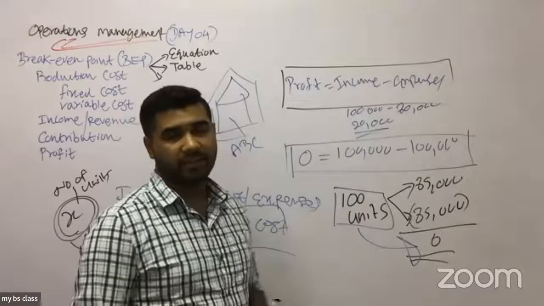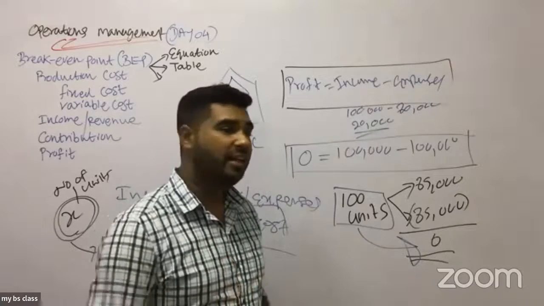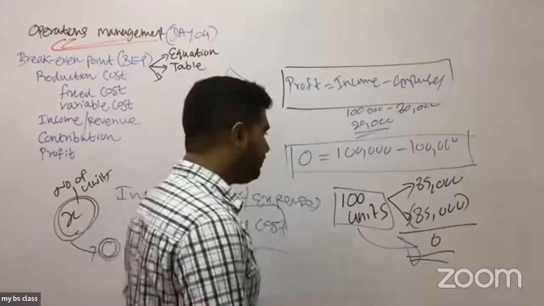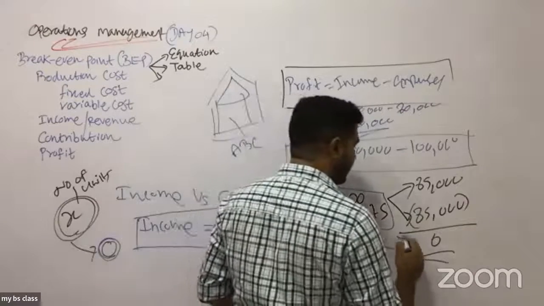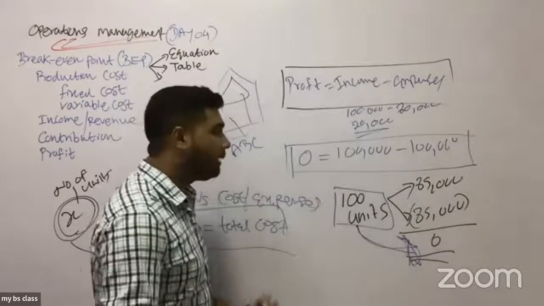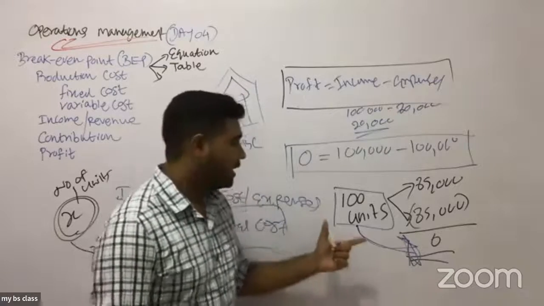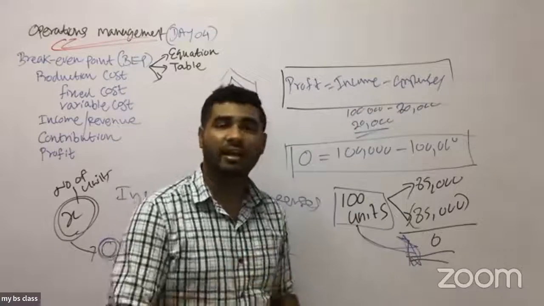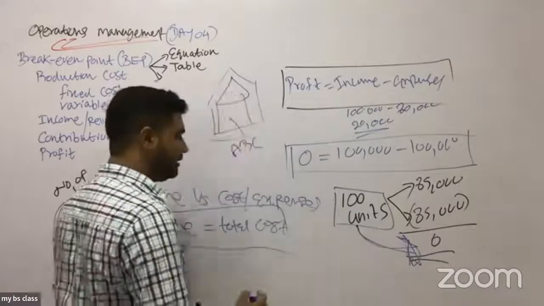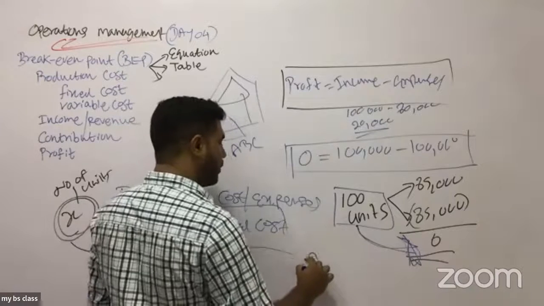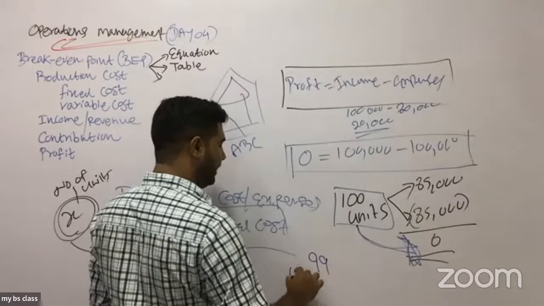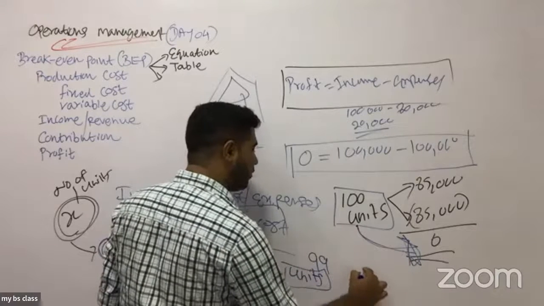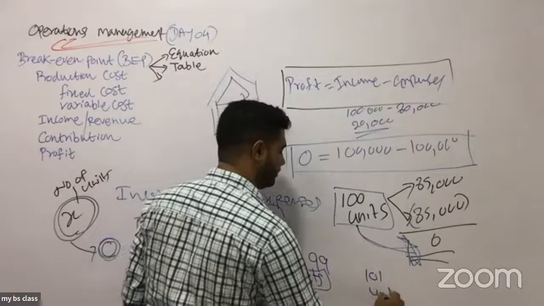Now what is the meaning then? What is the benefit? The benefit is that this acts as a measure where you can think. Now, can I ask you this question? Your profit is 0 when you sell 100 units. My question arises: what happens when you sell 99 units and when you sell 101 units? This is my simple question.